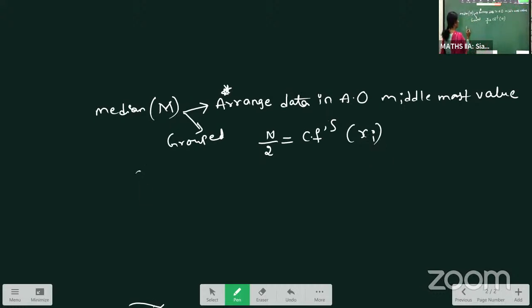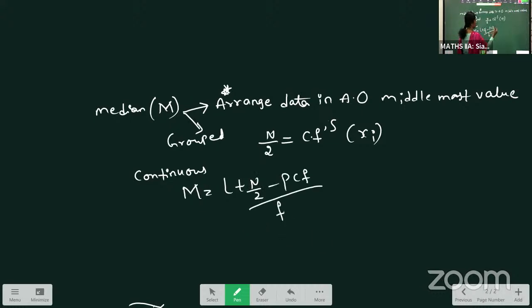If it is for continuous data, how to find out median? Median is equal to L plus N by 2 minus PCF by F into C. Here L is lower boundary, C is class length, PCF is preceding cumulative frequency, and F is frequency. Like this you have to find out median.